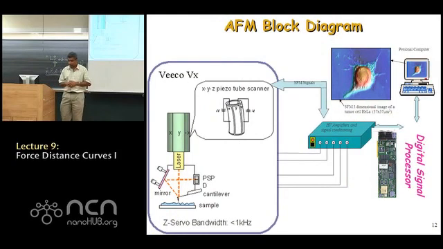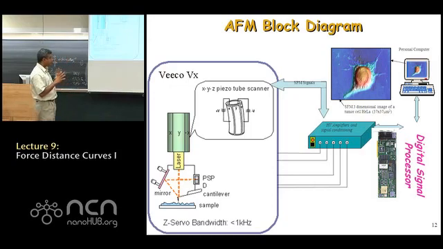Okay? All right. So now we have the basic relationships of bending of a cantilever under an applied force. Now let's zoom out a little bit and look at what an AFM does when you try to do FZ curves. Okay? So you have a sample here.